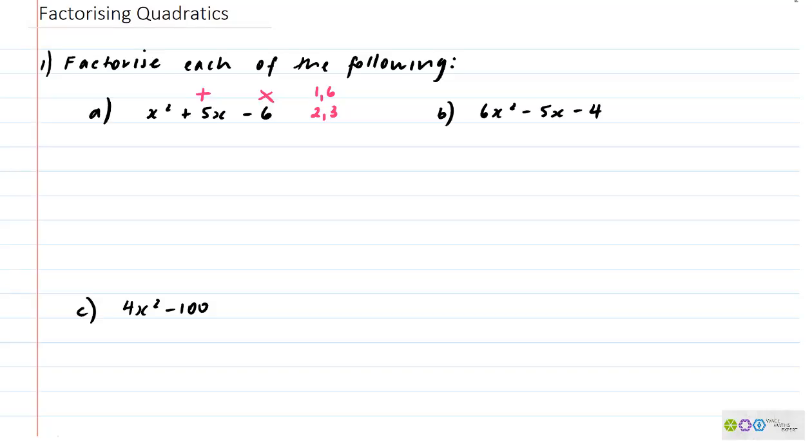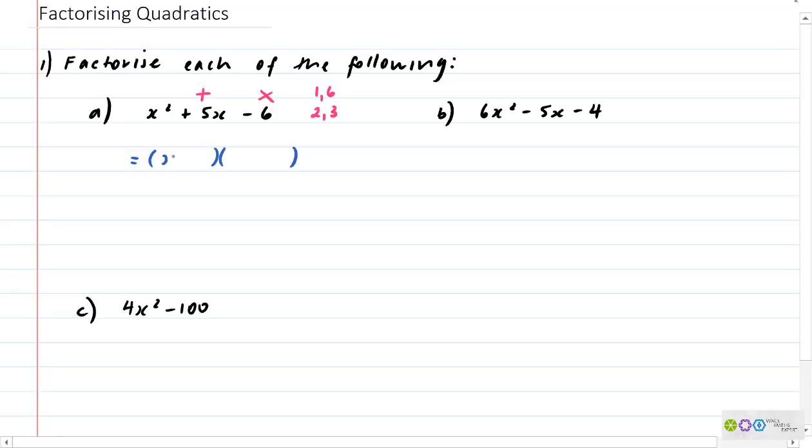Okay, so the answer to this one is, and we'll put this in our double brackets, (x + 6)(x - 1), and you could write that the other way around. It won't work if you do 2 and 3 because 2 times 3 gives you +6, not -6. Okay, let's have a look at the next one.